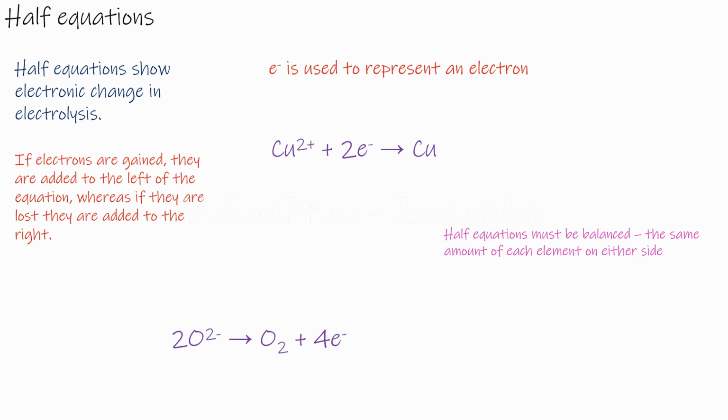Remember, we are going to be losing electrons in this overall equation as the electrons are added to the right. Effectively, that 4e- is being taken from the left, but we write it in the form where it is added to the right hand side.